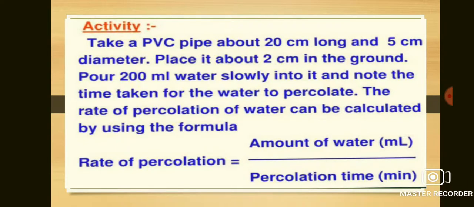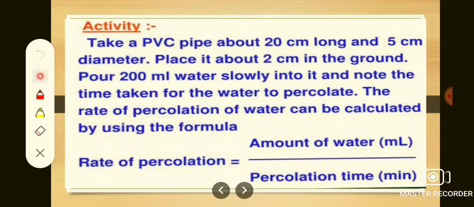The rate of percolation of water can be calculated by using the following formula. Rate of percolation is equal to amount of water in milliliters divided by percolation time in minutes. So these units you have to keep in mind because units are the main thing. So this is the formula for the rate of percolation of water.